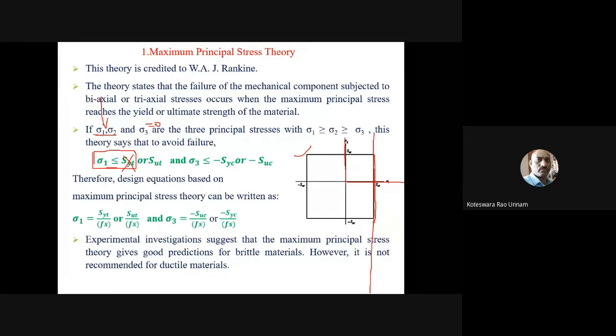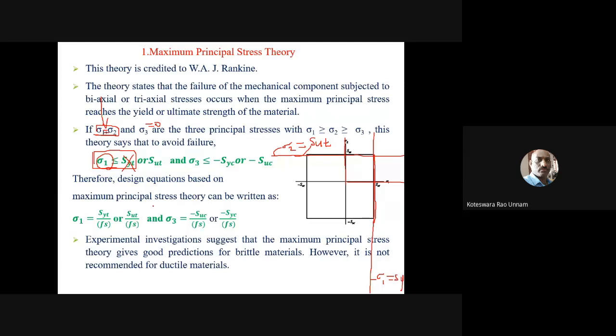Then sometimes I may have a chance that these two are also equal, sigma 1 is equal to sigma 2. In some situations, I may get both principal stresses of the same magnitude. If that is the case, my failure equation is now sigma 2 is equal to SUT. So on sigma 2, if I draw another line, the equation of this line is sigma 2 is equal to SUT. And this line equation is sigma 1 is equal to SUT.